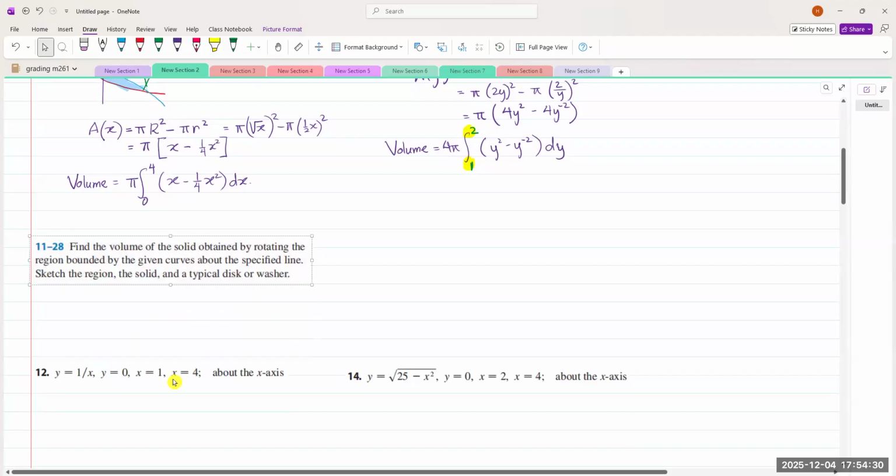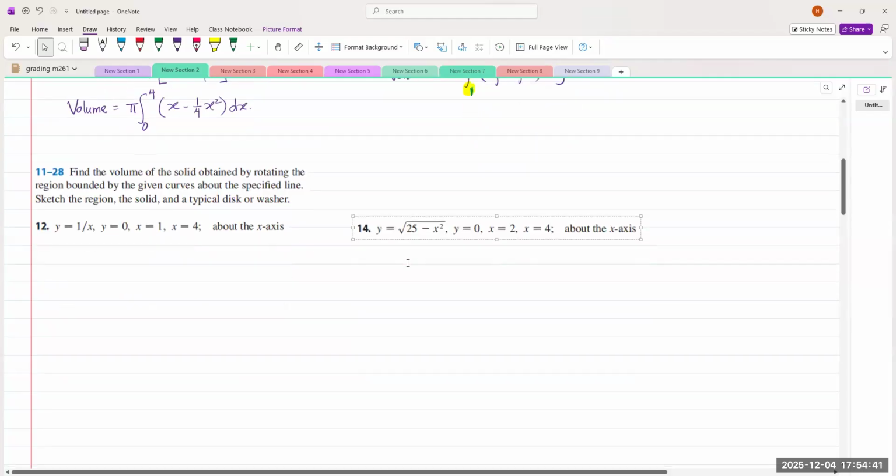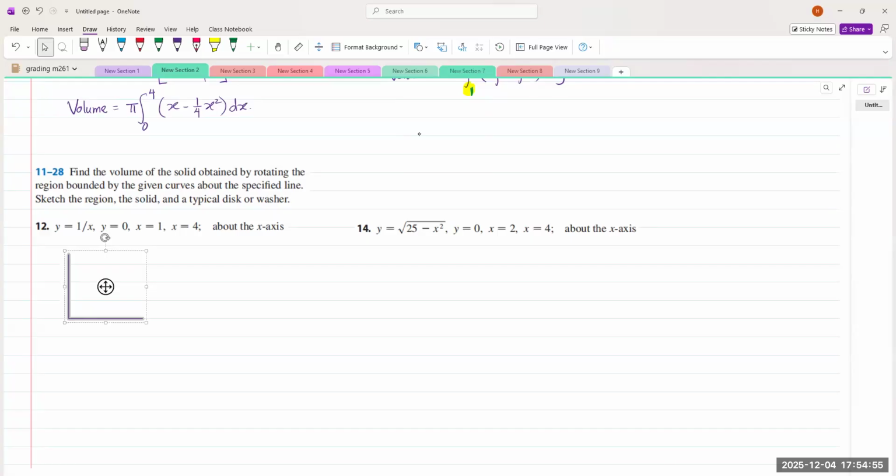In numbers 12 to 28, sketch the region and then the solid and the typical disk or washer. So the challenge here is they don't give us the graph, we need to graph it ourselves. The assumption is you have some pretty solid foundation in pre-calculus such that you are able to graph some basic functions fast. So for example, here y equals 1 over x, that's a hyperbola, right? It's supposed to look like this. It's supposed to look like that.